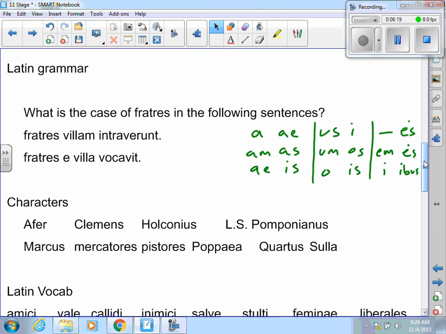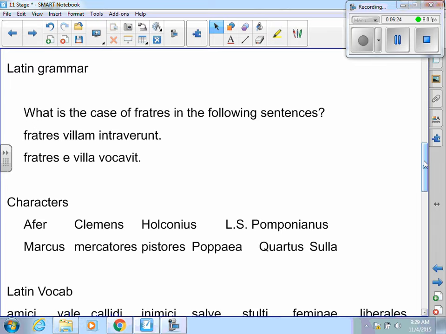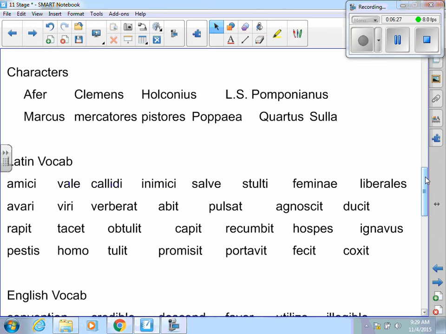Characters in the chapters. Make sure that you know this chapter was about politics. So make sure you know author, what kind of candidate was he, what was he offering to his supporters, what actions did he take in the chapter. Clemens, what was his role in the political process. Halconius, what kind of candidate was he, who was supporting those candidates. L.S. Pomponianus, who was he. Marcus, who did he support. Mercatorus, who were they in support of. Pastor, same thing. Papaya, who is she. Quartus, and Sulla.